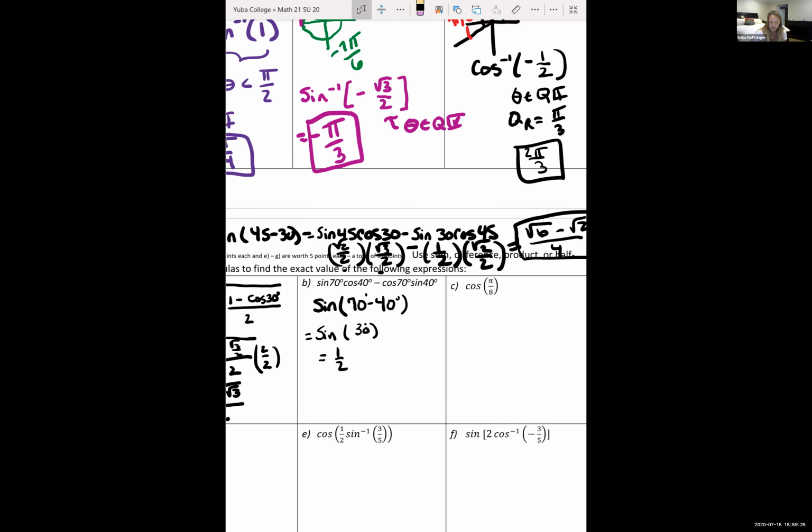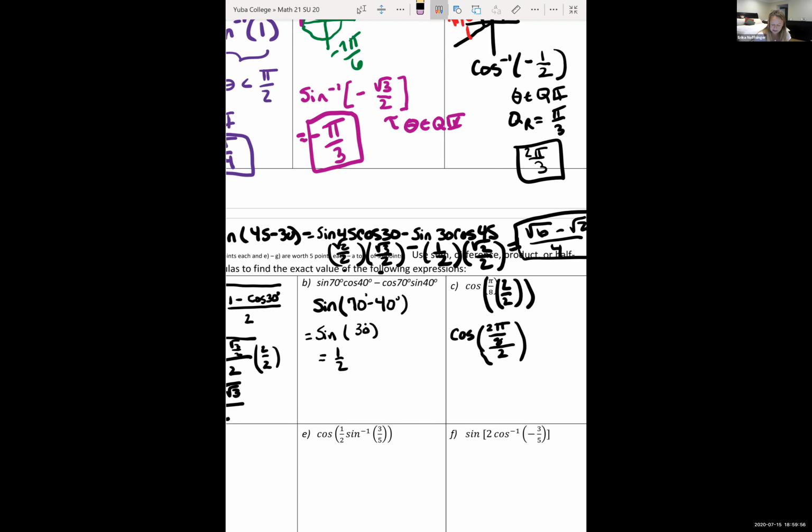It depends on how you would have rewritten the pi over 8 in order to manipulate it. I did it as multiplying this by 2 over 2 to make this a half angle. Just multiplying it by a fancy kind of 1. And when I did this, I get cosine, well, this is really 2 pi all over 8 divided by 2. So if I flip that 2 up, it would cancel, giving me back that pi over 8.